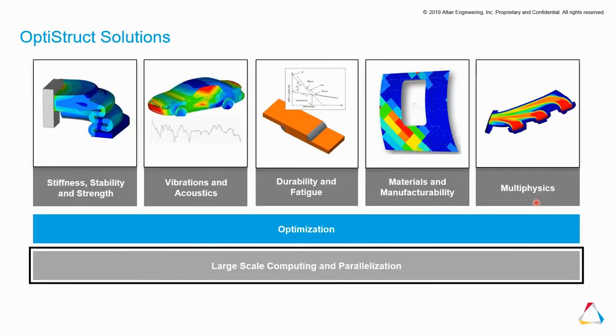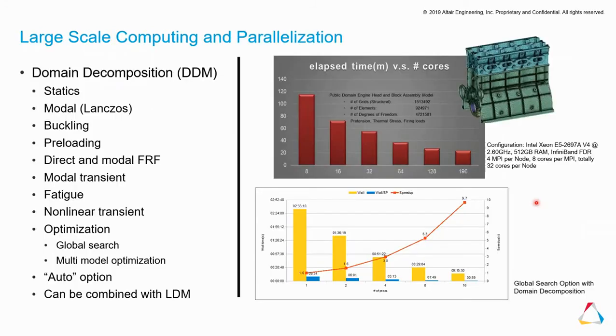So moving to the third topic, which is large-scale computing and parallelization. I do want to mention that most of the analysis types that we support, including optimization, are supported for domain decomposition. What that means is you can take a large model and split it and run it on multiple nodes and multiple cores to get a much faster turnaround time in your analysis or your optimization. And on the right-hand side, we have two examples.